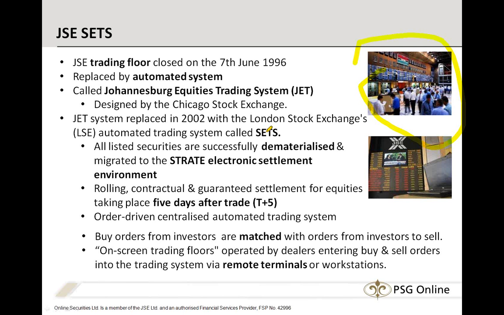The main thing about this new automatic trading system is that it's order-driven with a centralized order book. Instead of everybody meeting in front of the boards, everything's going through one book. Buy orders from investors are matched with orders from investors to sell, and that's through remote terminals, through different stockbroking firms. That's what we call workstations, and as I say, everything's electronic now.